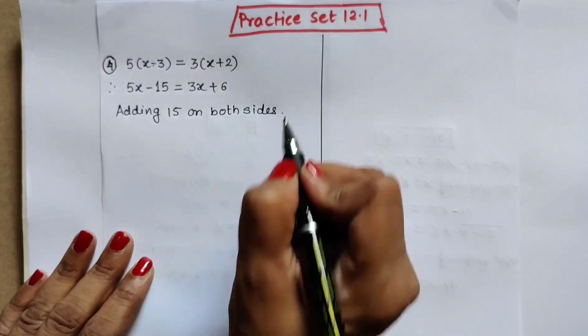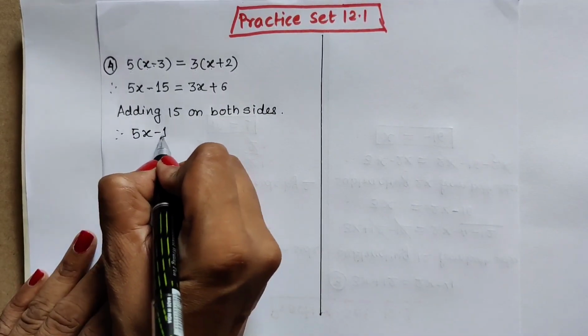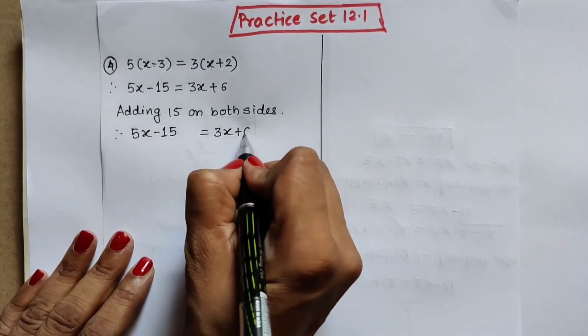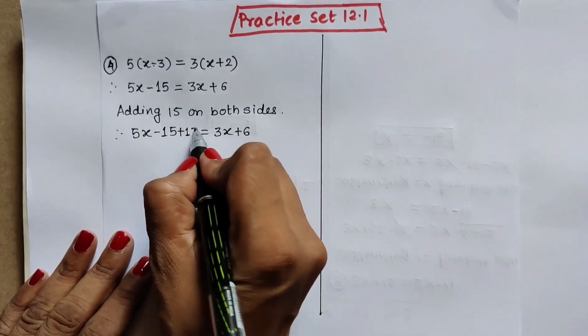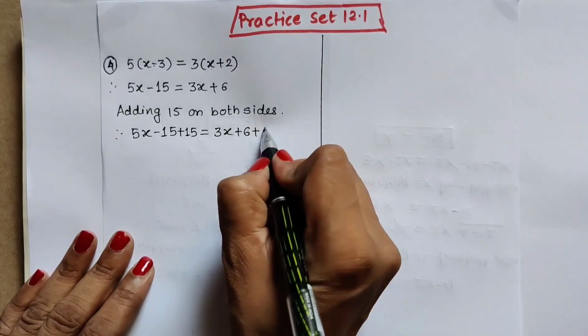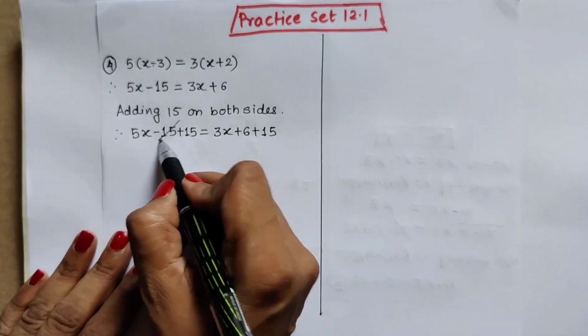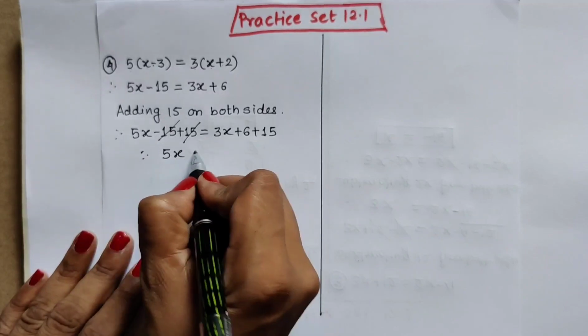So we will add 15 on both the sides. We write both the sides of the equation: 5x minus 15 is equal to 3x plus 6. And now I am going to add this 15. Plus 15 on left hand side, plus 15 on right hand side. Now on left hand side, minus 15 plus 15, answer will be 0. What is remaining? 5x is remaining.